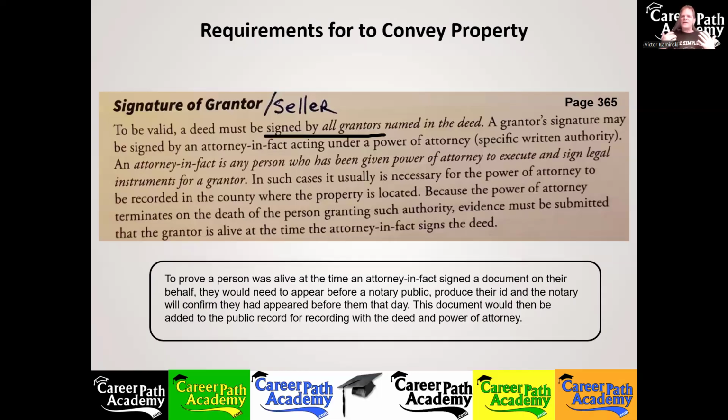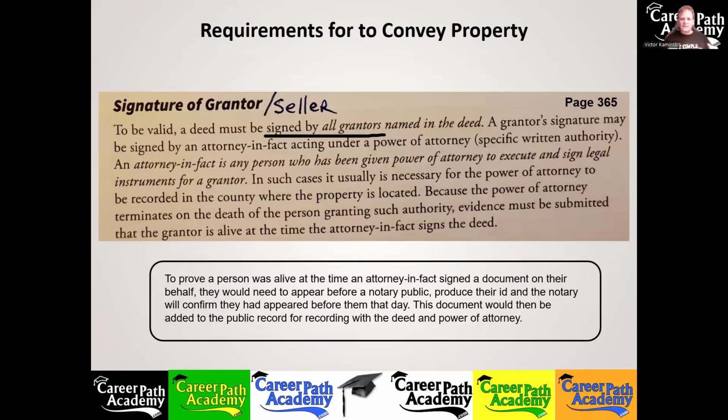So if I gave you a power of attorney to sign deeds or whatever documents to transfer the ownership of my real estate because I wasn't going to be around, then after that day, I need to appear before a notary to sign an affidavit that I have appeared before them. Because if I appeared before the notary the next day, then that means the previous day where you signed the documents, I was alive then. So therefore, your signature on those documents is valid. Does that make sense?